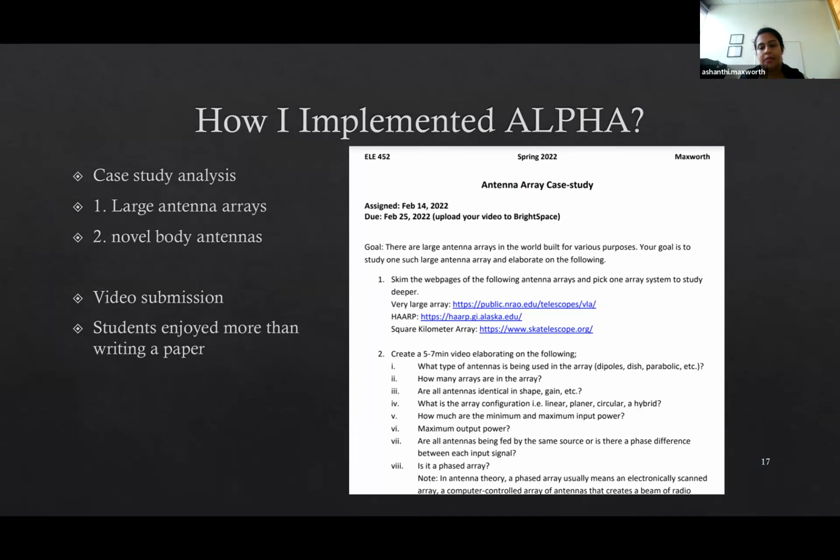They did two cases. For one, I asked them to refer to these web pages. These are all very large arrays, and they did a study, digging deeper into the properties of them. At the end, they had to submit a video submission.